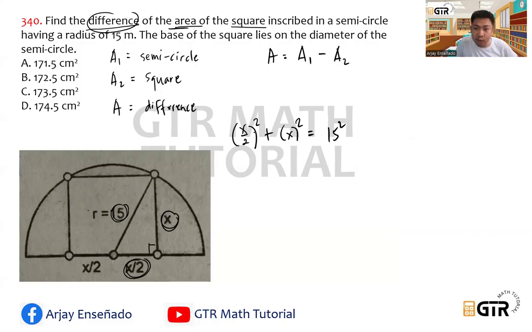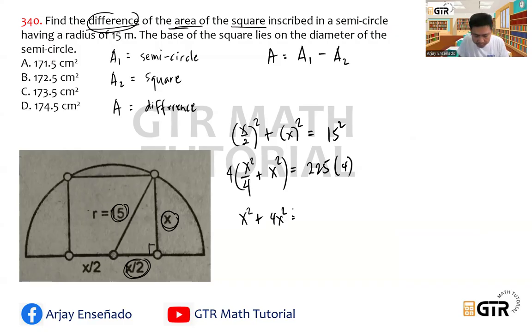Now we can solve for the value of x. Squaring this, we have x squared over 4 plus x squared equal to 15 squared, which is 225. Solving for x, we multiply both sides by 4 and distribute. We have x squared plus 4x squared equals 225 times 4, which is 900.